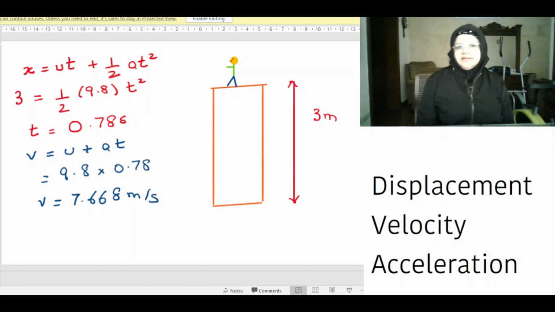V, which is the final velocity, is equal to u plus at, that is final velocity is equal to initial velocity plus acceleration into time. The initial velocity is 0, acceleration due to gravity is 9.8 meter per second square. The time taken to reach the bottom of the building is 0.78 second. Therefore, the final velocity is 7.668 meter per second when the person approaches the ground.